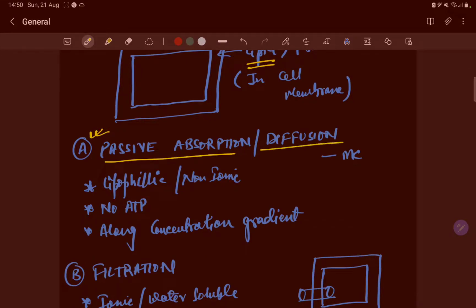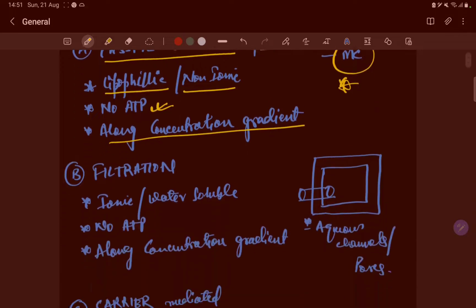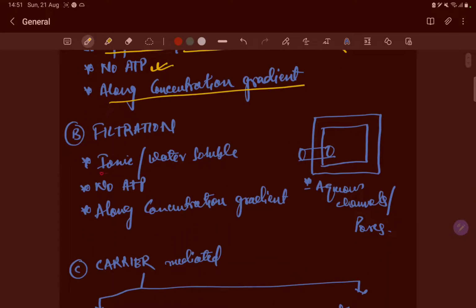This is passive absorption, that is diffusion. Diffusion is the most common mode of transport. Lipophilic and non-ionic drugs will pass, no ATP is required, and it is along the concentration gradient. Similarly, filtration is along the concentration gradient. It has no requirement of any ATP, and ionic and water soluble substances pass through it, and there are aqueous channels or pores present to pass through.